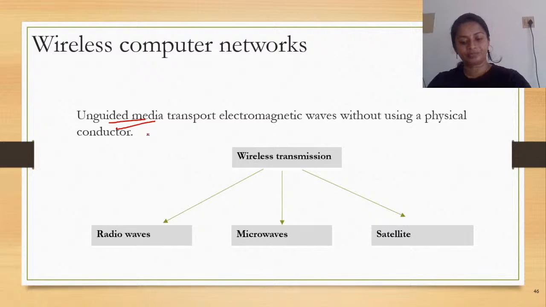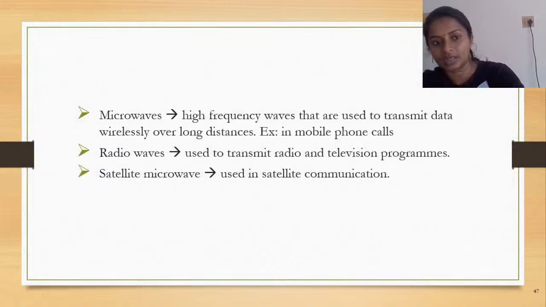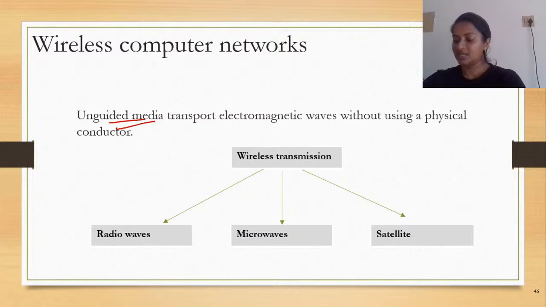I've listed in the figure itself the different types of waves that help in wireless transmission. What are the different waves here? We are going to consider the radio waves, microwaves, as well as the satellite communication. All these categories are going to be treated as coming under wireless transmission. Even infrared is also going to be treated as a wireless transmission here.